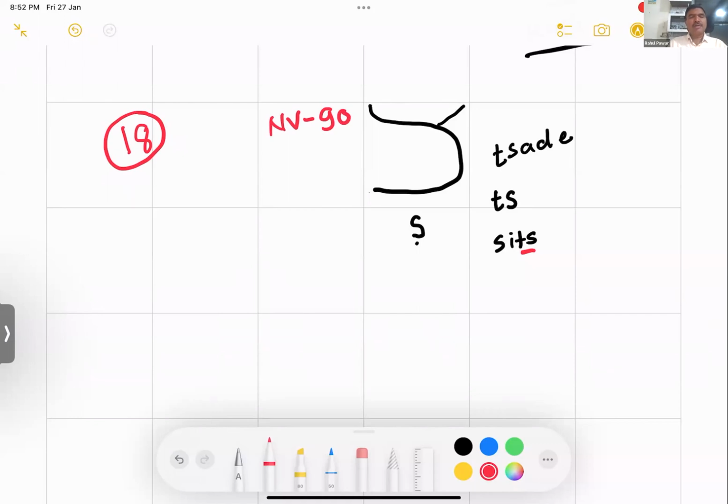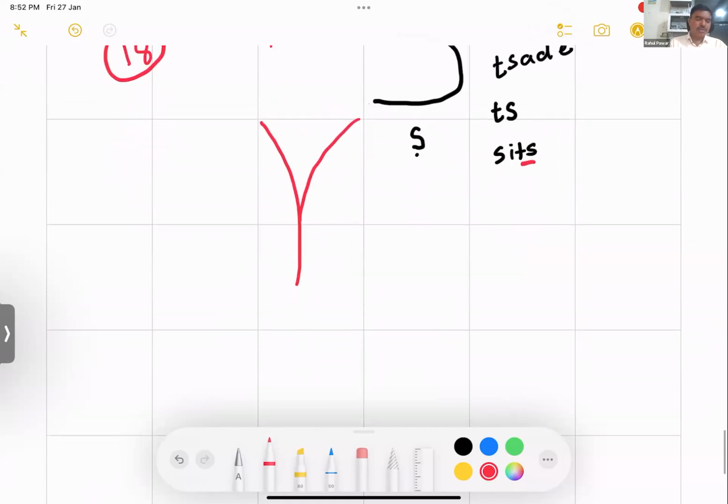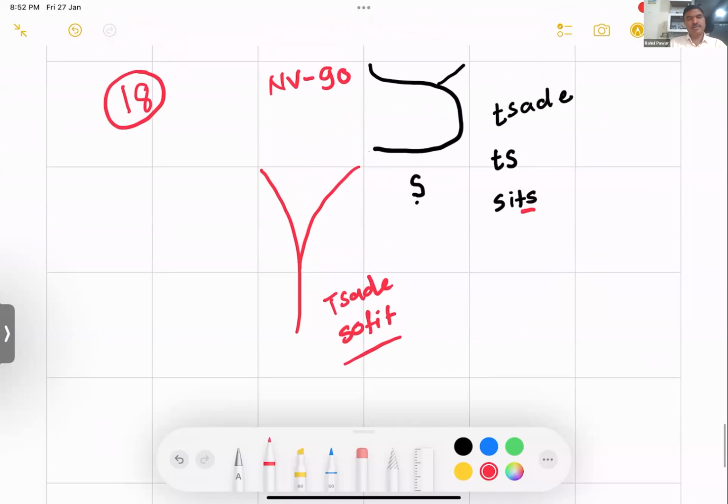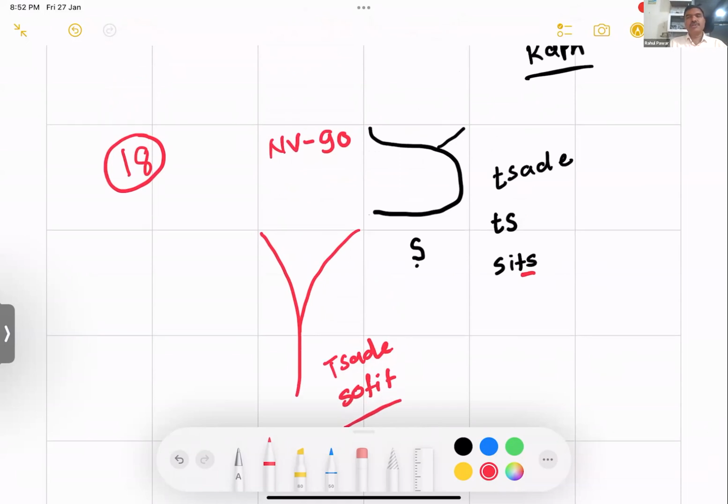Tsade also has a Sofit form. When it comes at the end of the word, then it is written in a Sofit form, and that is called Tsade Sofit. So how to write Tsade Sofit? It's very easy, like an English Y. From here you start. So this is Tsade Sofit. Actually, the word Tsadik means righteous.